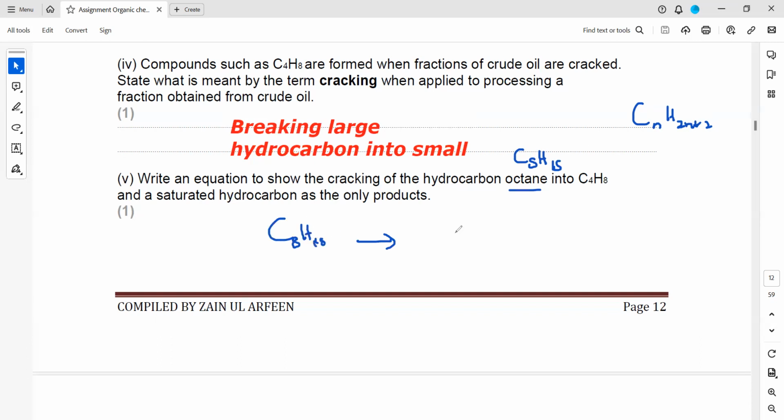When we crack, as a result, one of the products is C4H8. So what will be the other product? Because there were 8 carbons, there will be 4 as well. And out of 18 hydrogens, we use 8, so 10 will be there. So C4H10. The octane, C8H18, when we crack, will become C4H8, which is given already. So what is the second product? The remaining 4 carbons and 10 hydrogens. So it will be C4H10.